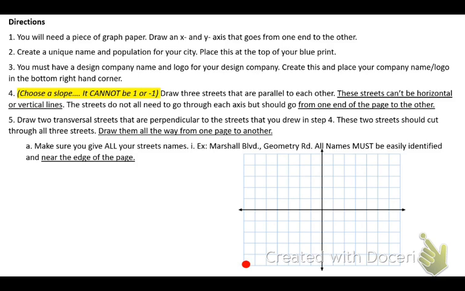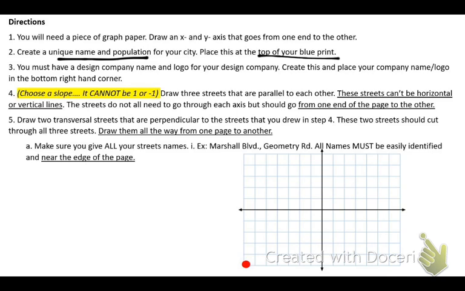Step 2, create a unique name and population for your city. Place this where? At the top of your blueprint. Underline the phrase top of blueprint, because people are going to ask. At the top of your blueprint. So that is a name and population for your city. What is population? How many people are in your city? You make it up. Be as creative as you want.